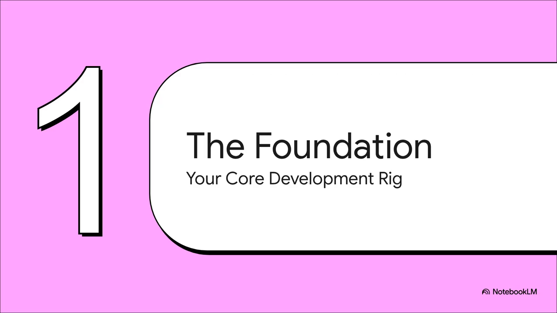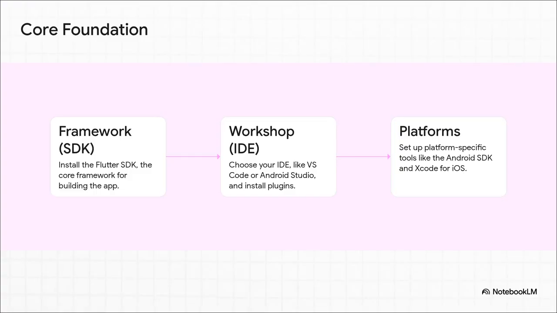Okay, first things first. Every great project, whether it's a house or an app, needs a rock-solid foundation. For us, that means setting up the core development environment. Getting this part right from the start is going to make everything that comes after so much easier. So this foundation really boils down to three key parts. First up, you need the Flutter SDK. That's the framework, the guts of the whole operation. Second, you've got to pick your workshop, your IDE. This is where you'll write all your code, something like VS Code or Android Studio. And third, you have to configure the platform-specific tools, like the Android SDK or Xcode for Apple devices, just to make sure your app can actually run wherever you want it to.